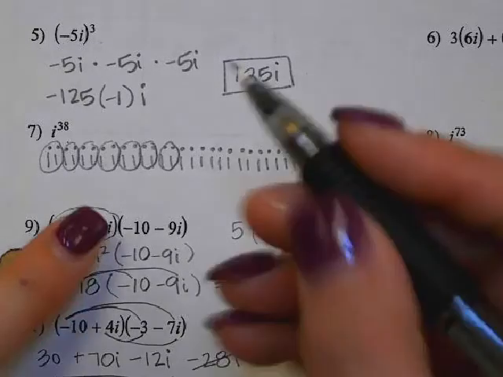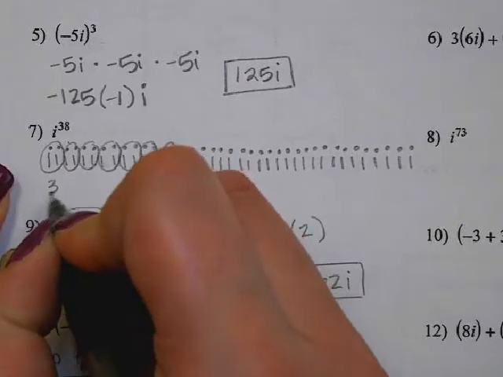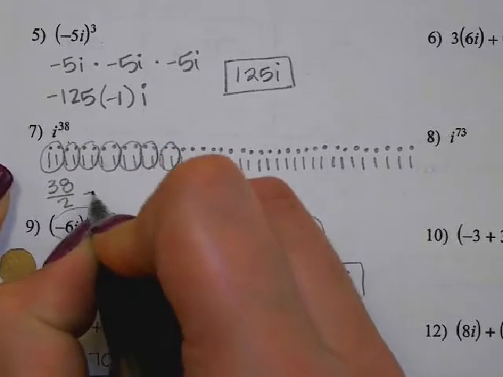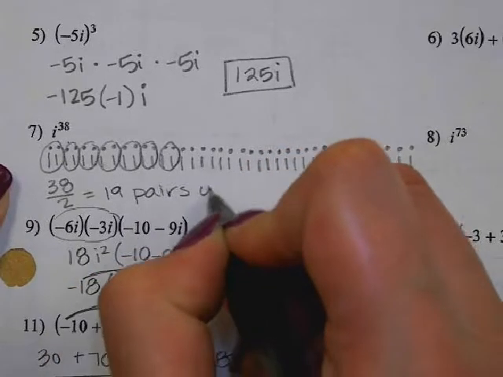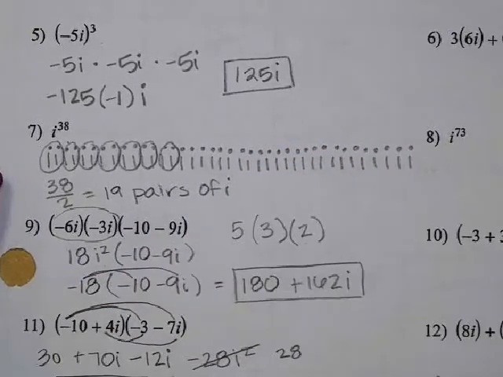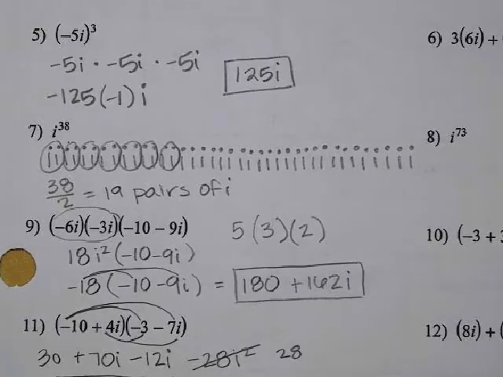Okay, so here's what we're going to write. 38 divided by 2 is 19 pairs of i. So what that means is we have negative 1 multiplied by itself 19 times. If I multiply a negative 1 nineteen times, am I going to get a negative result or a positive result?